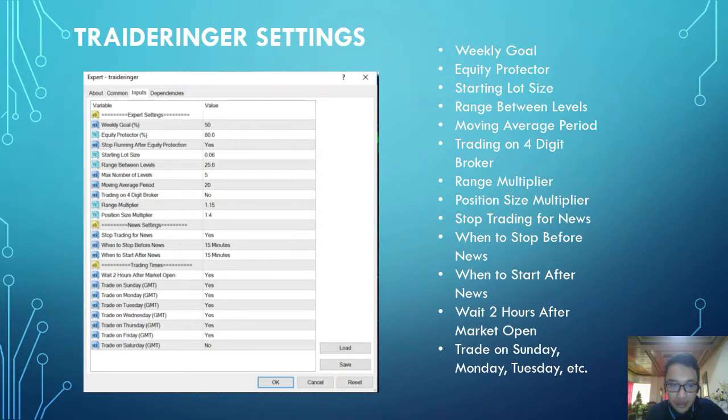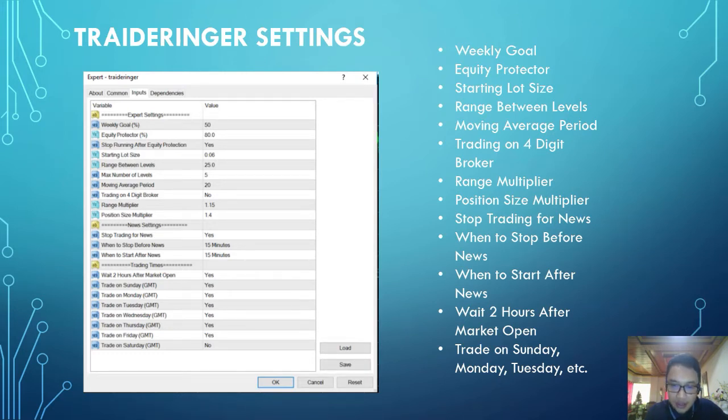Then we also have the option to wait 2 hours after market open. If we set it to yes, the robot would trade 2 hours after the market opens on Monday at 5:30 a.m. in the morning, when the Australian market opens. That's PH time, 5:30 a.m. PH time.